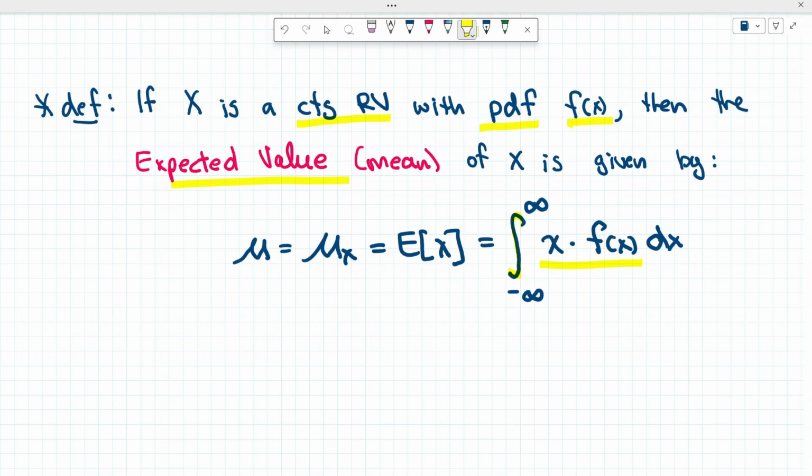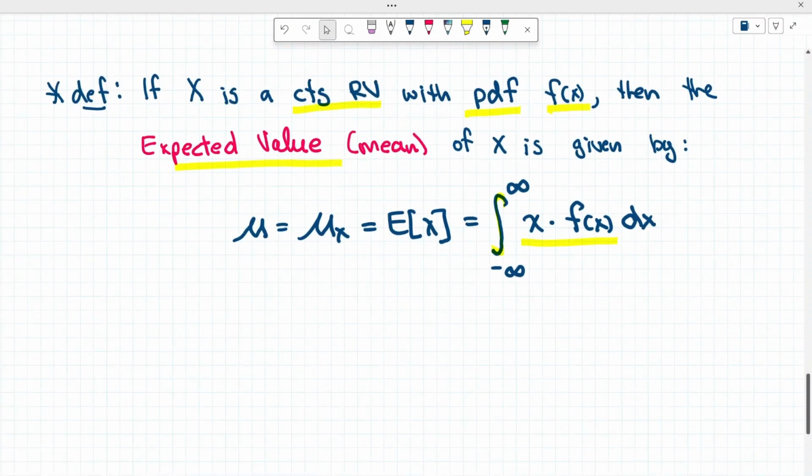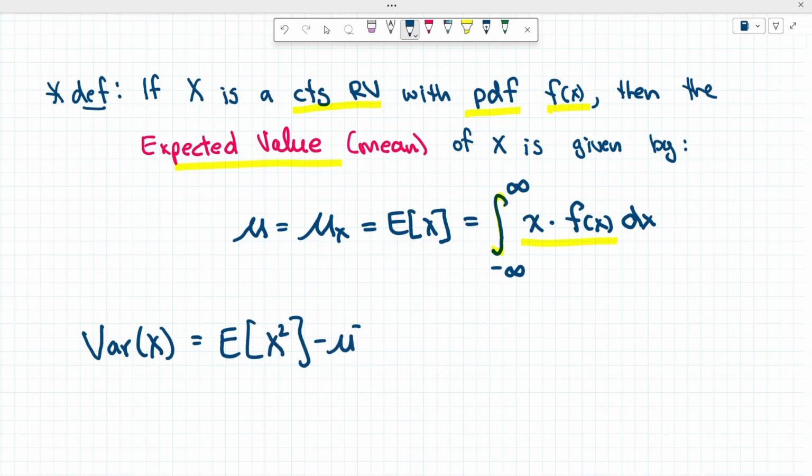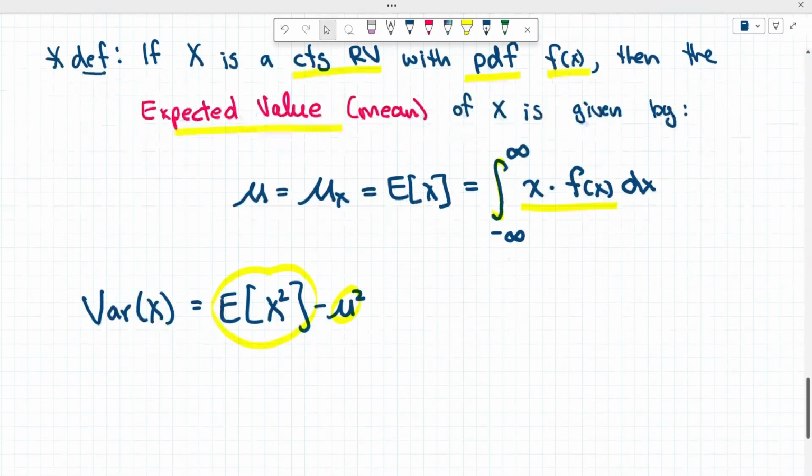So we can also now move on to find the variance. We already know from our discrete situation, when we have discrete random variables, that the variance of x equals E of x squared minus mu squared. So that fundamental definition is the same. But what's different is how we actually calculate our E of x, because we have to use this new integral notation.